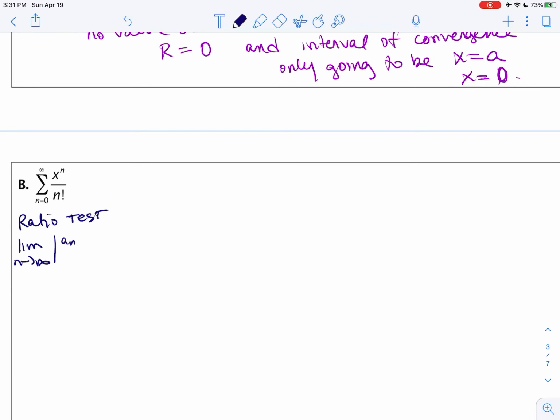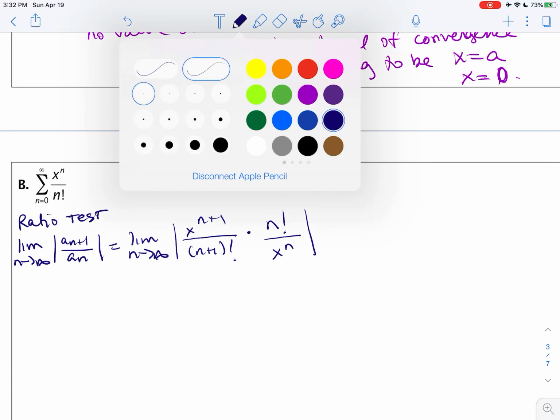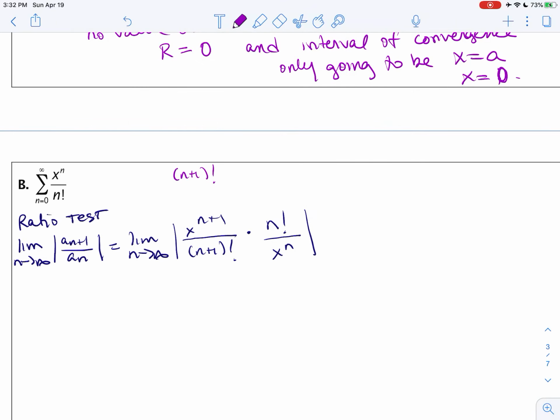and I'm going to use the limit as n goes to infinity of a sub n plus 1 over a sub n, and that's going to give me the limit as n goes to infinity of x to the n plus 1 over n plus 1 factorial times the reciprocal of a sub n, so that's going to be times n factorial over x to the n. And remember that n plus 1 factorial is the same as n plus 1 times n factorial. So when I cancel common factors here, if I cancel my n factorial with n plus 1 factorial, I'm just left with a factor of n plus 1 left over.